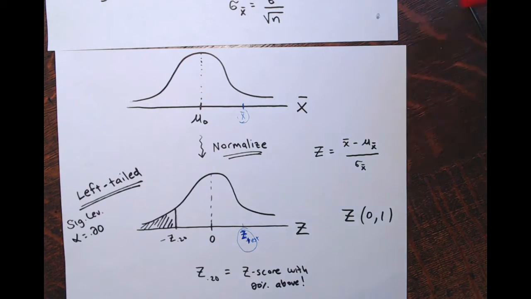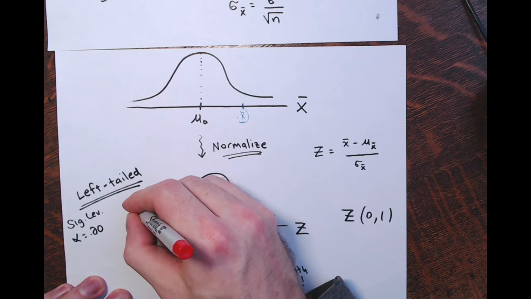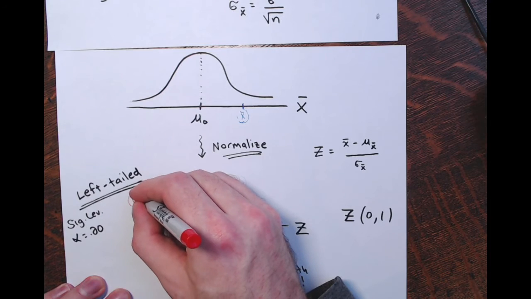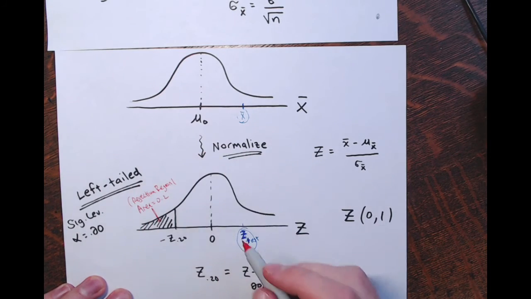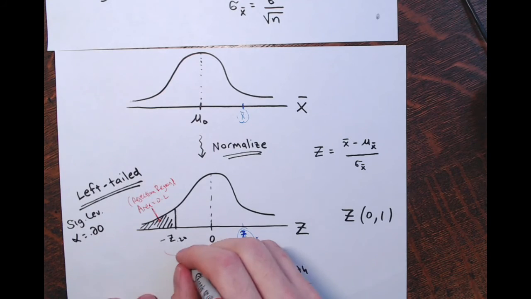And then this region where the area is 20%, area equals 0.2, this is our rejection region. If our test statistic fell in that region, we would reject the null hypothesis. And if the test statistic doesn't fall in that region, then we don't reject the null hypothesis. So we're looking for this value here.